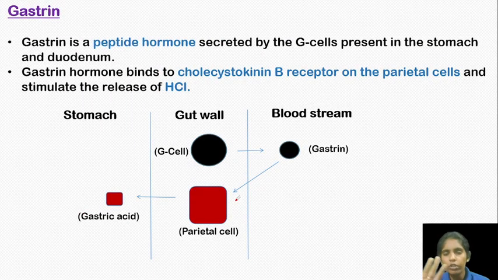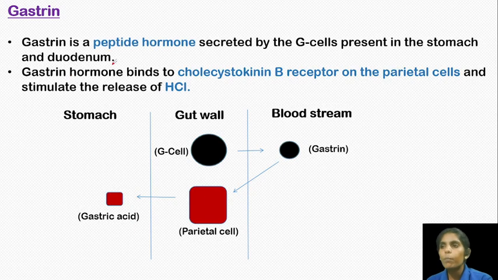So until now we have discussed the enzymes and different fluids, that is the hydrochloric acid, intrinsic factor, prorenin, pepsinogen, and the lipase. These are the things or the fluids secreted by the exocrine cells of the stomach. Now, the endocrine cells of the stomach secrete different hormones. Let us know about them.